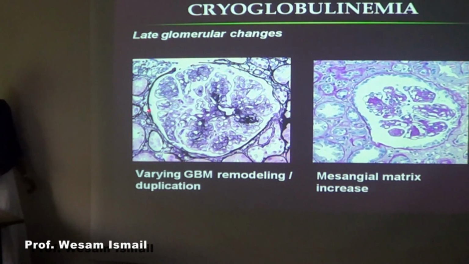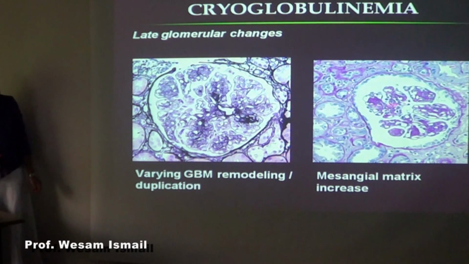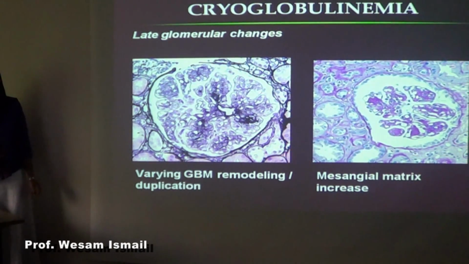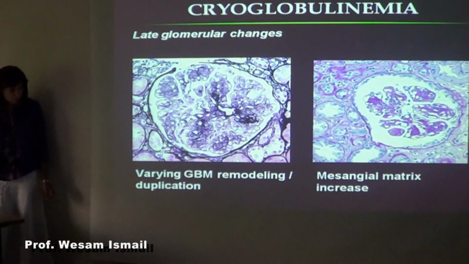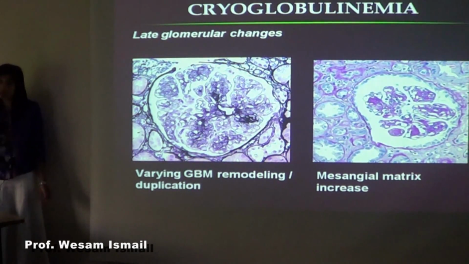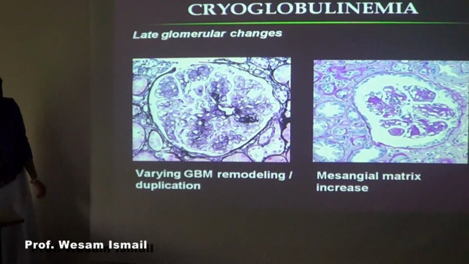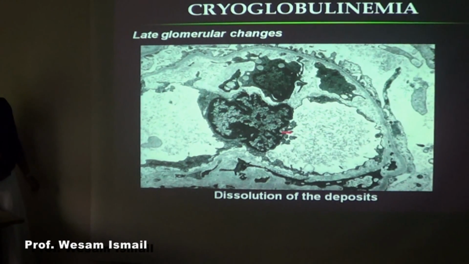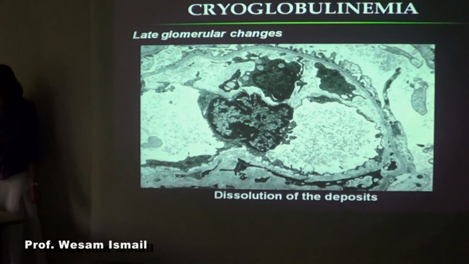So these are the late glomerular changes. By time, you start to get glomerular basement membrane remodeling, which is duplication. You start to get more mesangial proliferation and more mesangial sclerosis. If you have seen this, would you have diagnosed it as cryoglobulinemic MPGN? Actually, it is. This is what happens by time, and you get mesangial matrix increase, an expected evolution of the disease in response to the deposit. And in electron microscopy, you get dissolution of these deposits, so you do not see the organized deposits anymore.